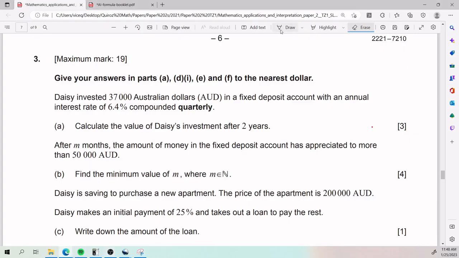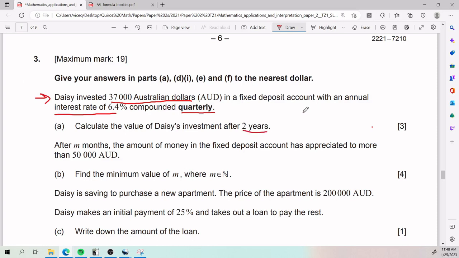All right, and now for this third one, we have D.ii, right? Invested 37,000 Australian dollars in a fixed deposit account with an annual interest rate of 6.4% compounded quarterly. They ask us to calculate for part A the value of D.ii's investment after 2 years.